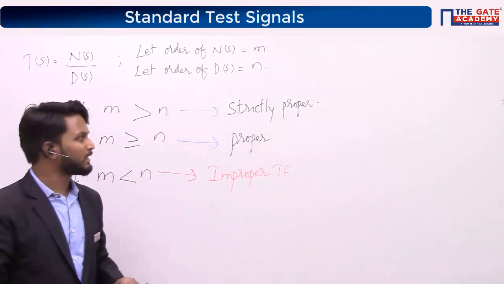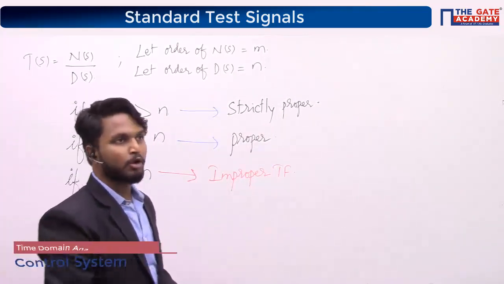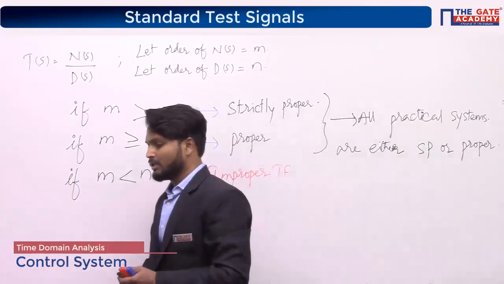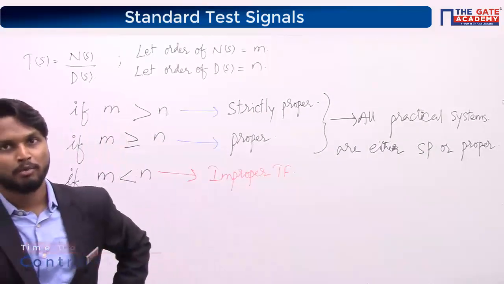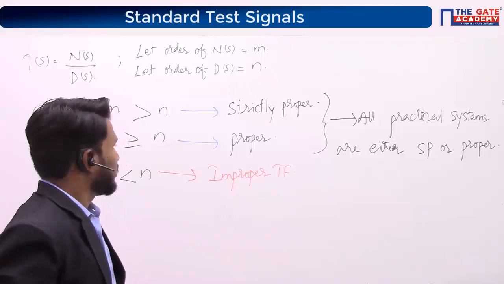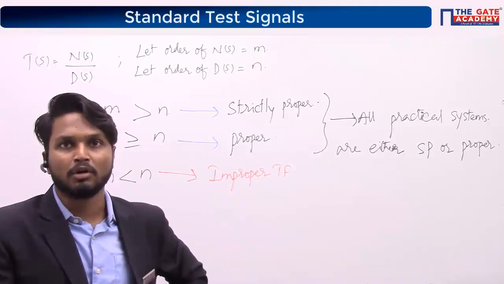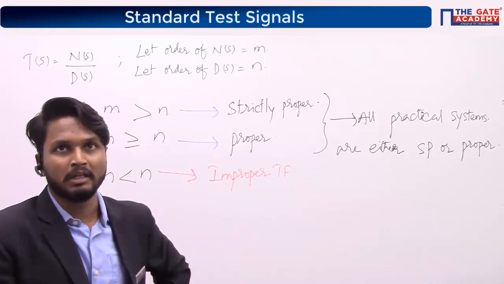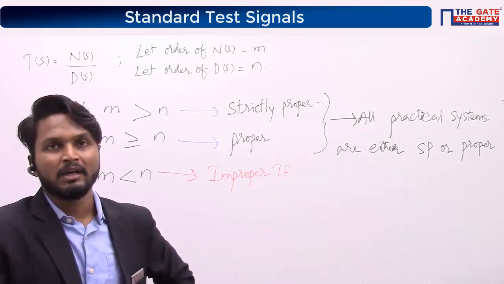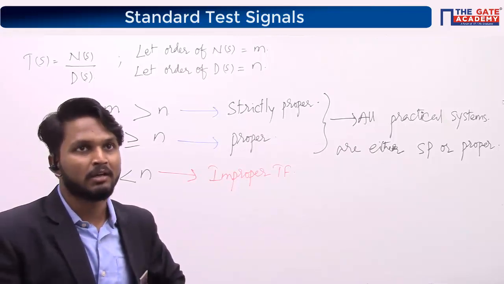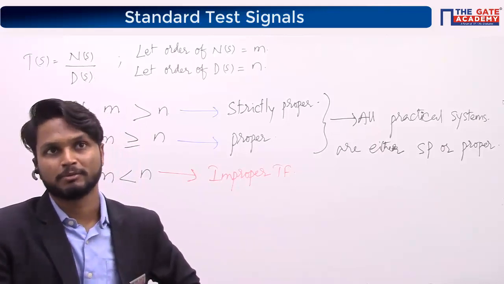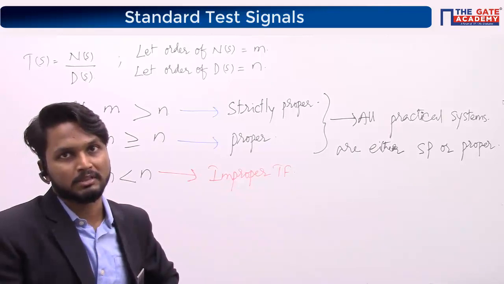So all the practical systems are either strictly proper or proper only, right? Systems which have numerator degree more than denominator degree are called improper systems, and practical systems will not be like that. Your practical systems will not be improper systems. Practical systems will always be proper systems only.